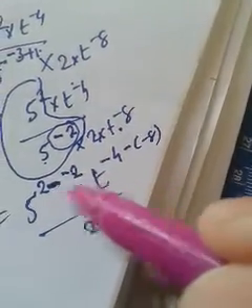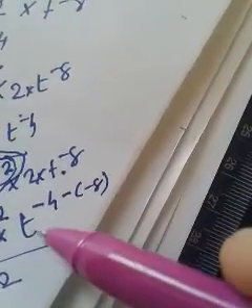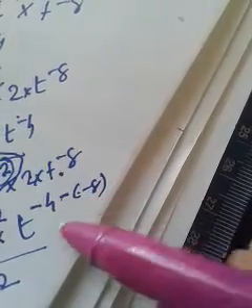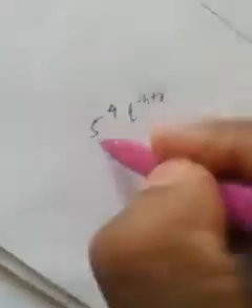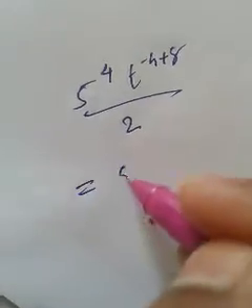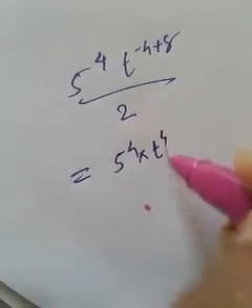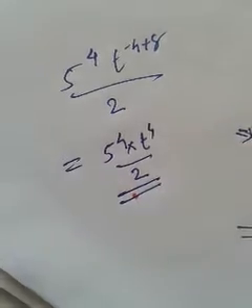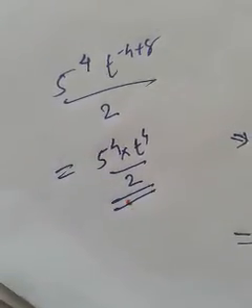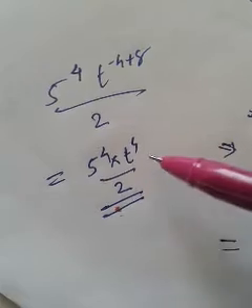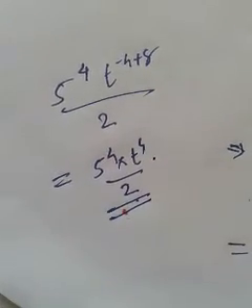So it becomes 5 raised to, what is 2 minus minus 2? 2 plus 2. 2 plus 2 is 4. So 5 raised to 4. Then t raised to, it becomes minus 4, this minus minus plus. So t raised to minus 4 plus 8. Divide by 2 as it is. So it becomes 5 raised to 4 into t raised to 4 divided by 2. So this will be the final answer.